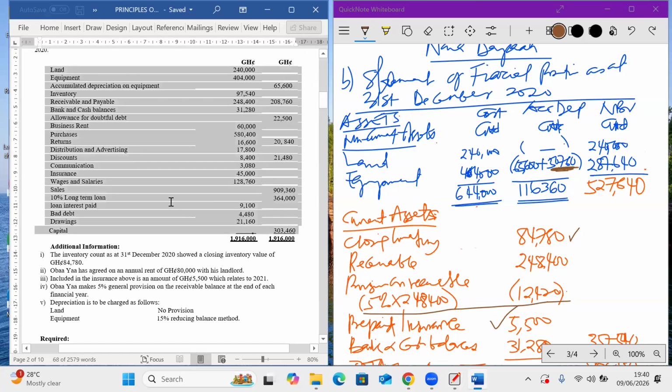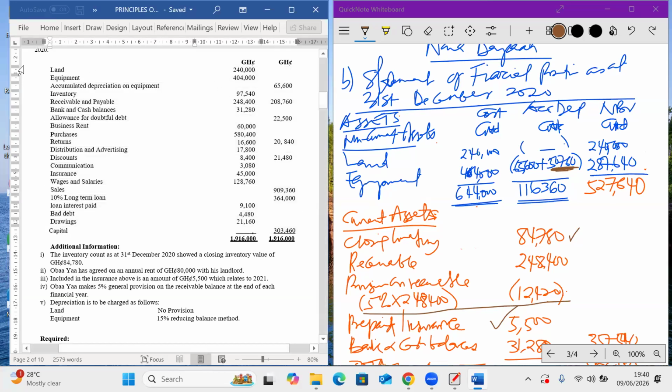If it appears in the P&L, it will not be in the financial position. If it appears in the financial position, it will not be in the P&L. What you must learn is that there are some items that go straight to the balance sheet, like land, equipment, accumulated depreciation. You take their full figures there. Look at land, the full figures are shown. But in the P&L, we were only calculating the expenses on them. Equipment, we calculate the expense on equipment, which is the depreciation.